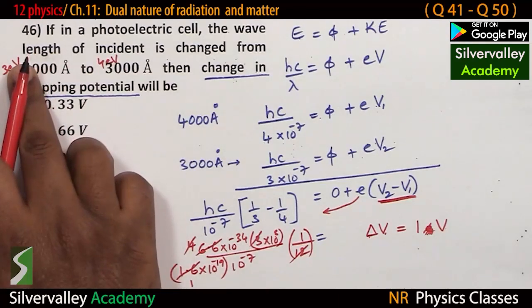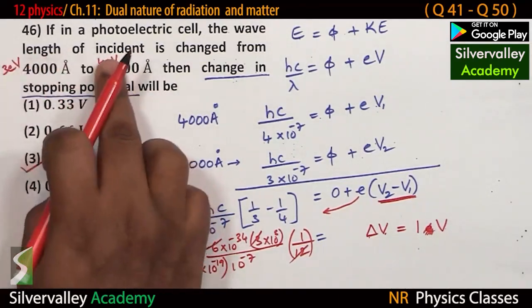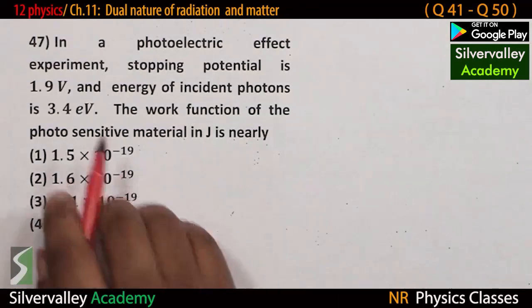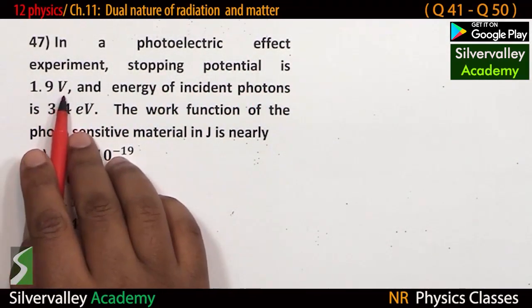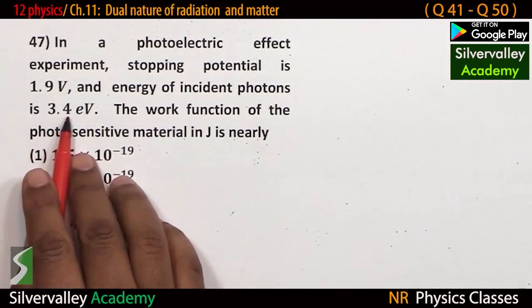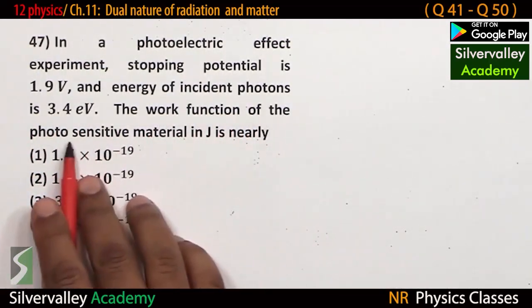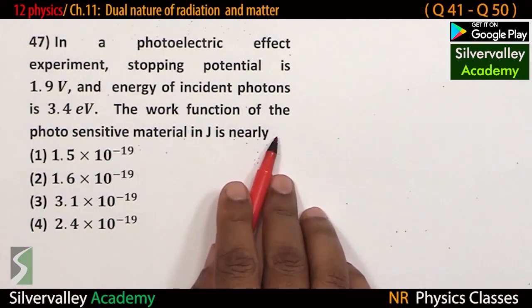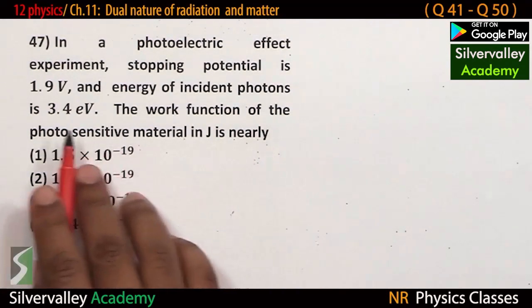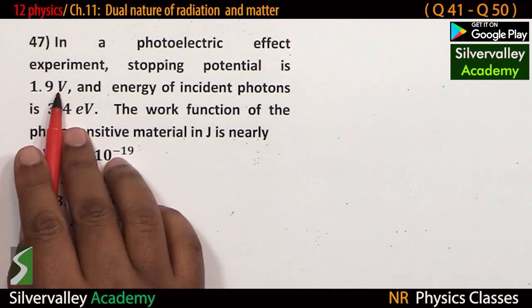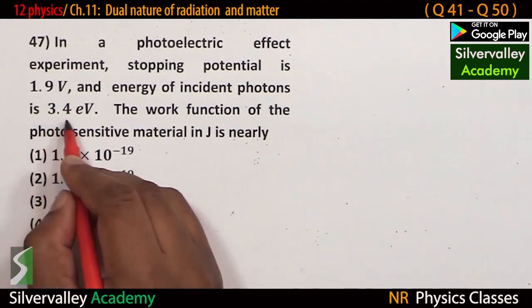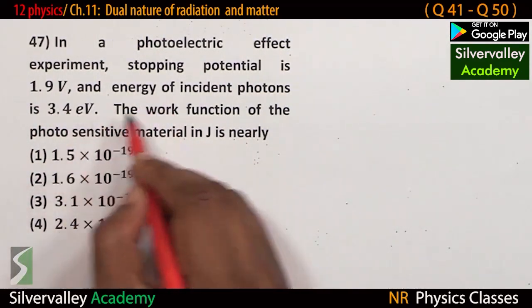Difference is 1 eV, so the corresponding potential difference is 1 volt. In a photoelectric effect experiment, stopping potential is 1.9, energy of incident light is 3.4. Work function of the photosensitive material is nearly 3.4 minus 1.9. How? It means energy of incident light.